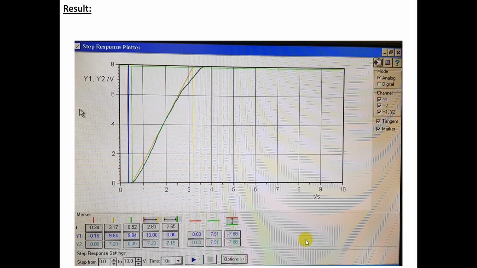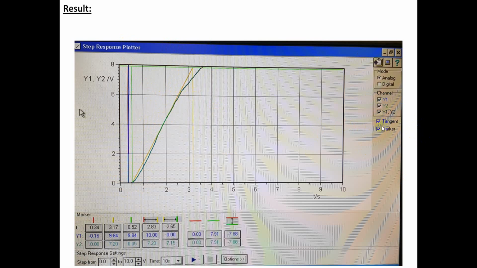Now we are going to get this response here. You can see I have a step signal and a response of the signal, the second signal here. Now we have two channels. At Y1, the blue line, is your input step signal. The second one is Y2, the green line, which is the response of the system. Now we need to draw the tangent as we discussed earlier.